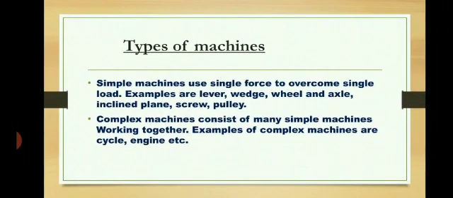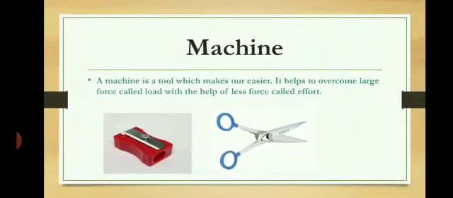Machines are of two types, simple machines and complex machines. Simple machines use a single force to overcome a single load. You have seen here in the scissors, a single load on the scissor blade, like a paper or cloth, is cut by applying a single force on the handle.